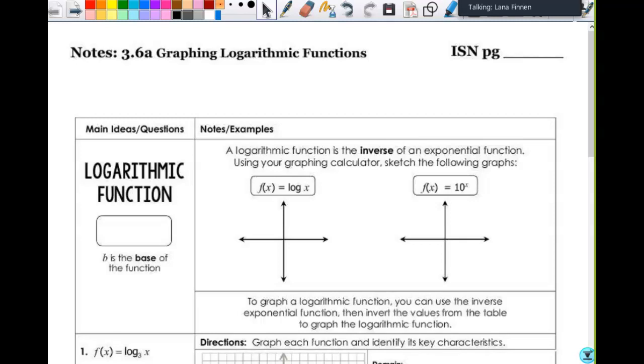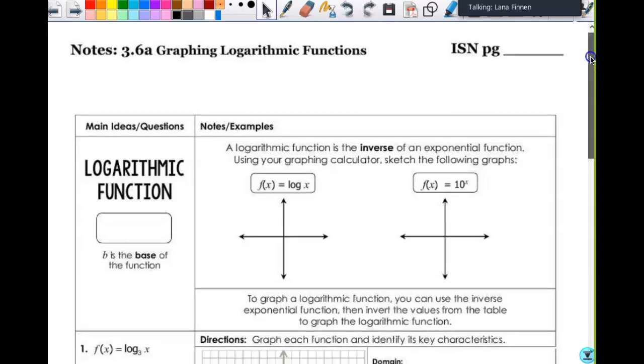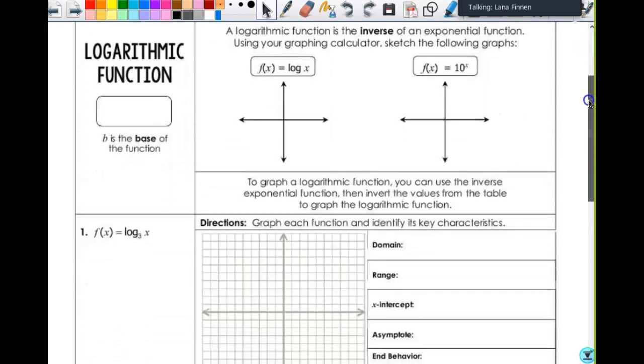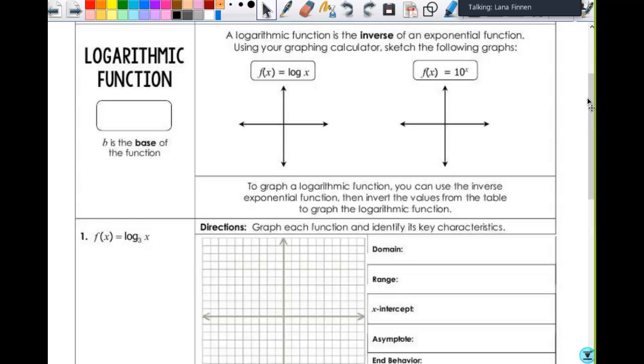So we've graphed all kinds of things. Most recently we have graphed exponentials. Today we're going to graph logs. Exponentials and logs are very much related to each other in that they are inverses of each other. Okay, so our basic logarithmic function looks like this.